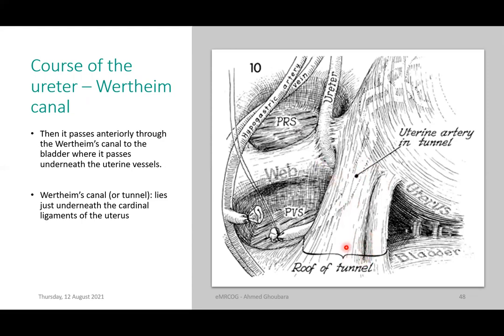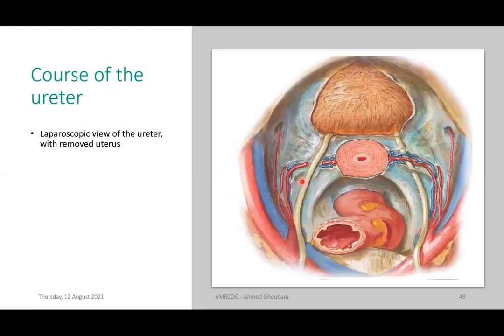So this cardinal ligament is the roof of the Wertheim canal. And inside the canal passes the ureter as well as the uterine artery here, okay? So the ureter is the most inferior structure in the canal, and just above it would be the uterine artery. Okay, this is called the Wertheim canal.